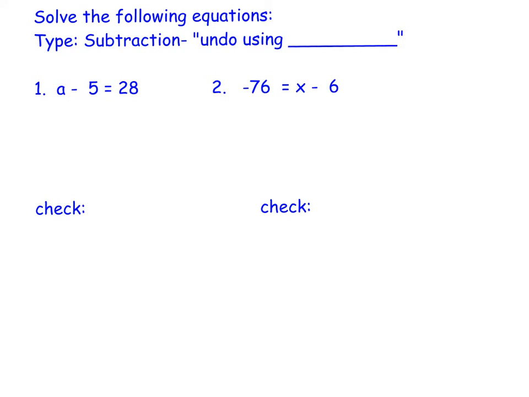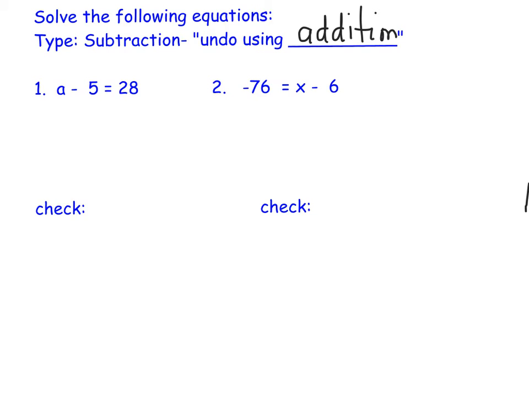Type 2. The type is subtraction. A minus 5 equals 28. All right, so that is a subtraction problem, so I must undo using addition. Undo using addition. All right, so here we go.